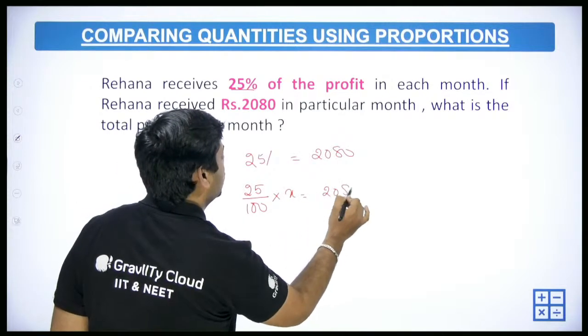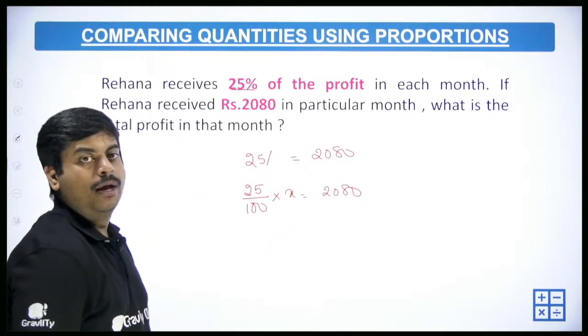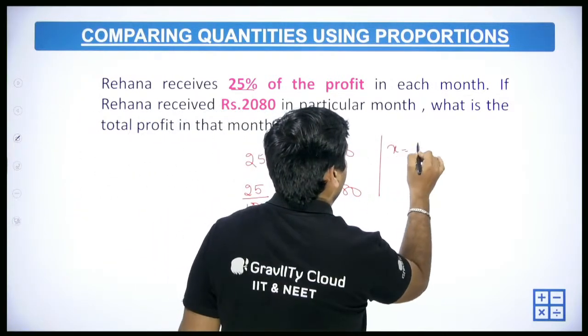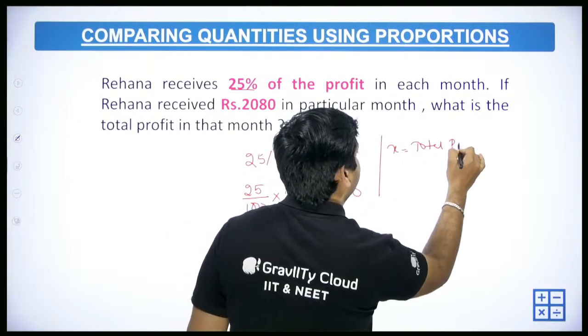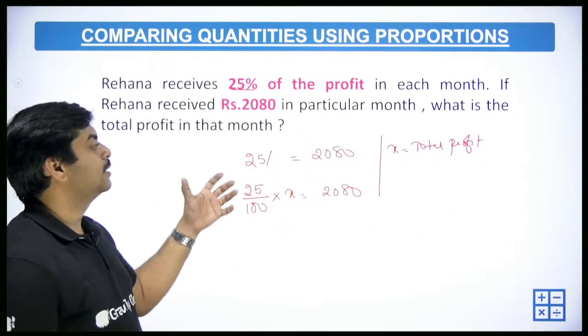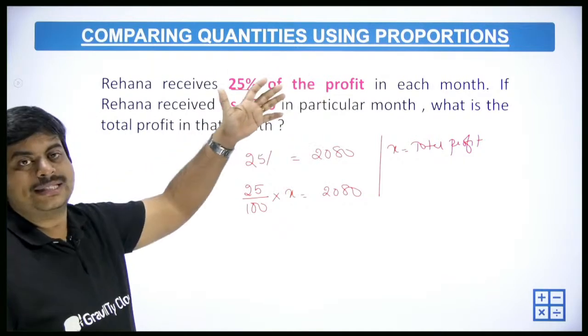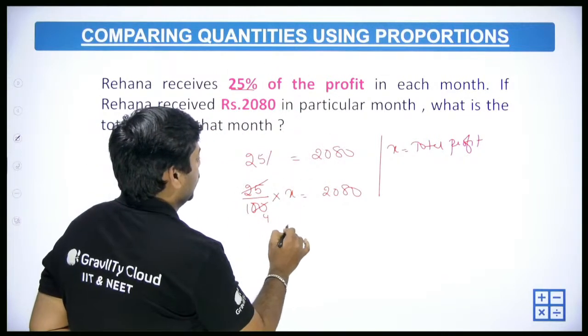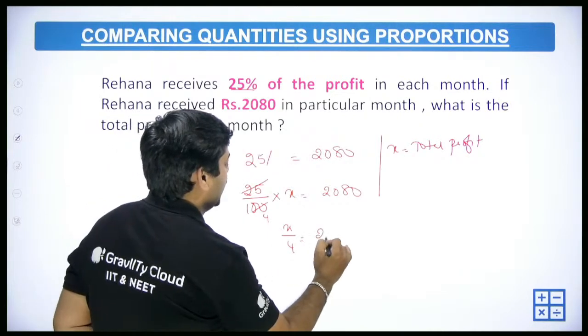What is that x? That is the total amount. Total profit, x is total profit. 25% of the total profit is equal to 2080, right? So 25 ones are 25, 25 fours are 100. So x by 4 is equal to 2080.